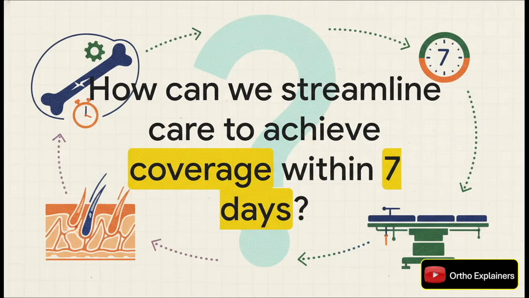So this leaves us with a critical, systems-based question to take back to our own institutions. The evidence shows us the clinical goals, especially achieving definitive coverage within that 7-day window. The challenge for us is to look at our own logistical pathways, how we coordinate with plastics, how we manage OR time, to make sure our systems are actually built to provide this timely, optimal care.